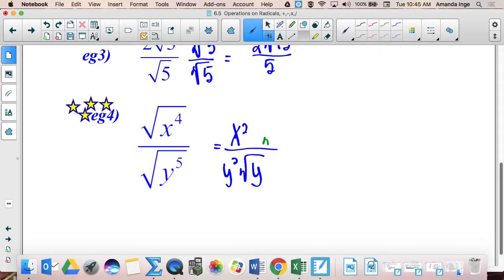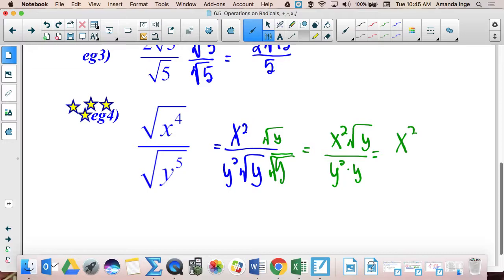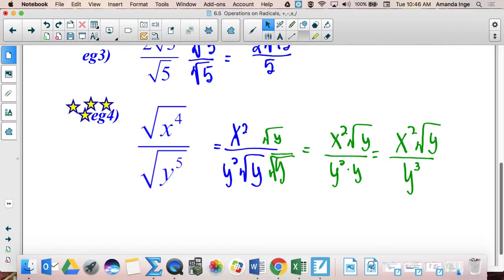So you want to multiply by the square root of y over the square root of y. And you get x squared square roots of y over, well this is y squared times y. So how many y's have we got? 3. Okay.